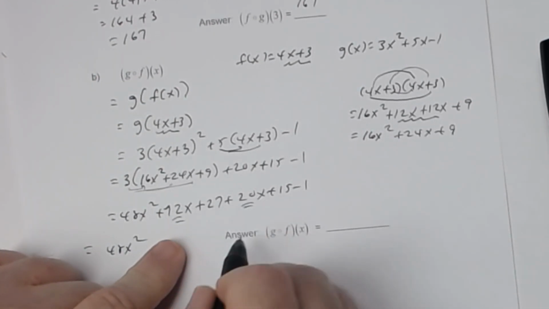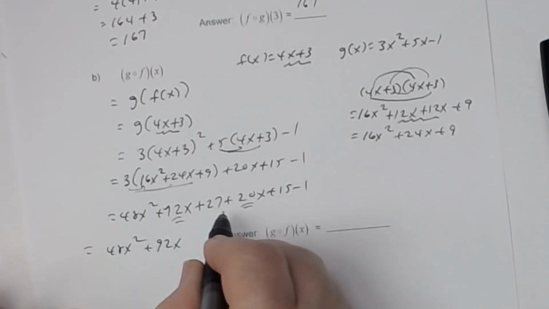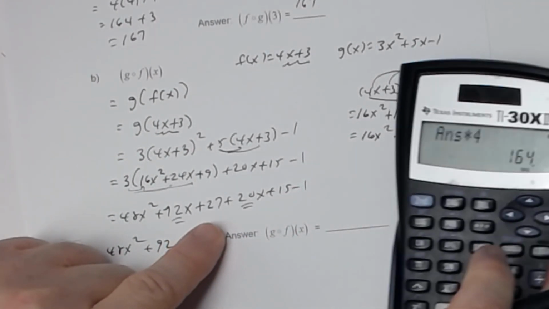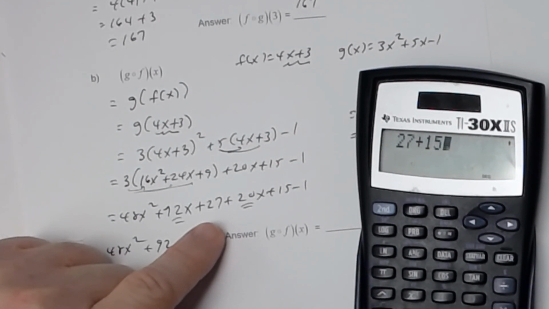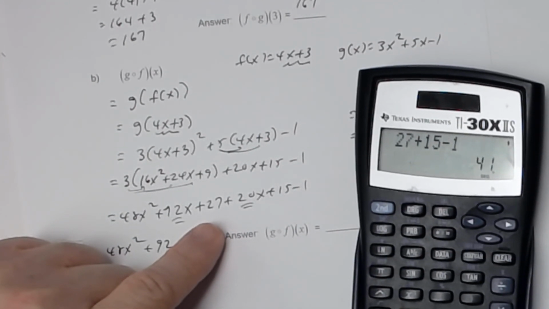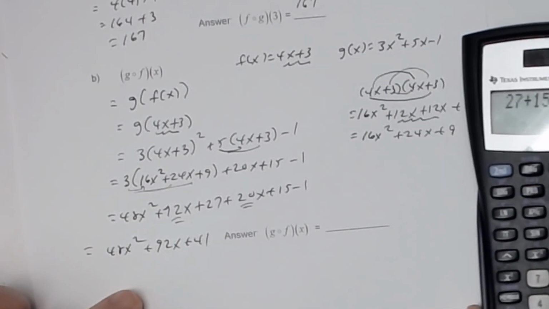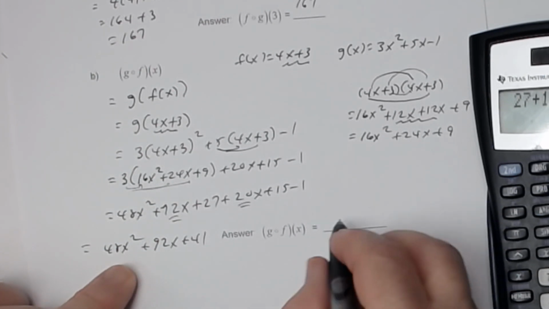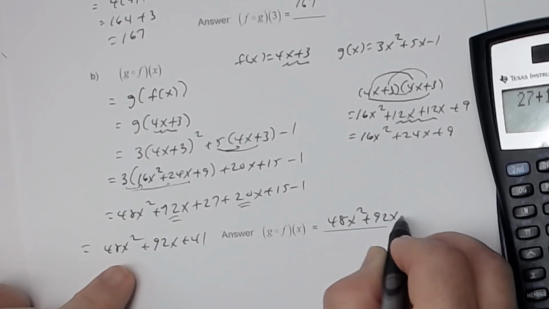72x plus 20x is 92x, right? And then 27 plus 15 minus 1, use your calculator if you have to. 27 plus 15 minus 1 equals 41. Positive 41. And that's your answer. So g composed with f at x is 48x squared plus 92x plus 41.